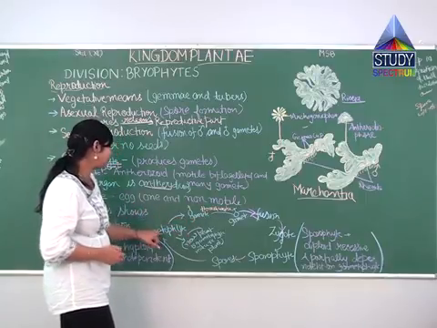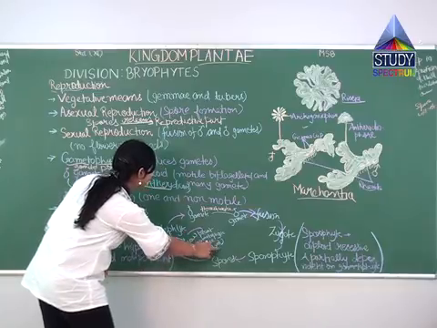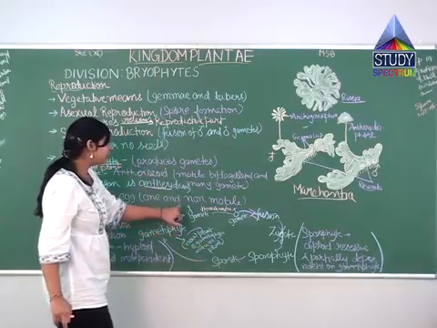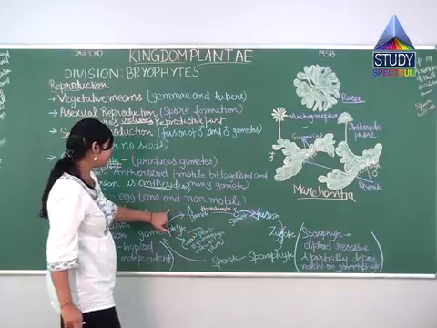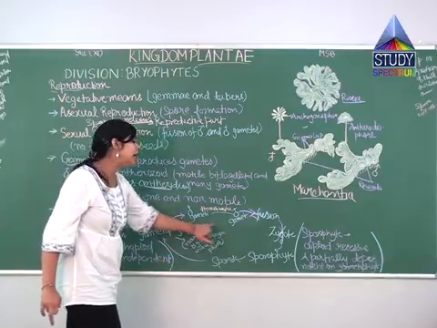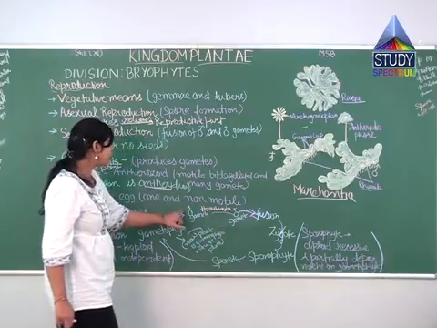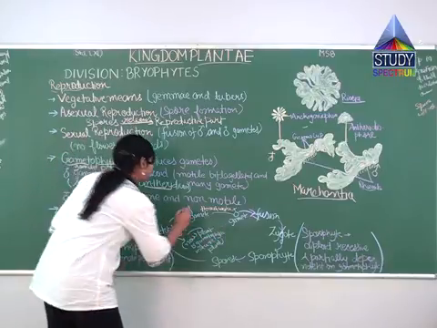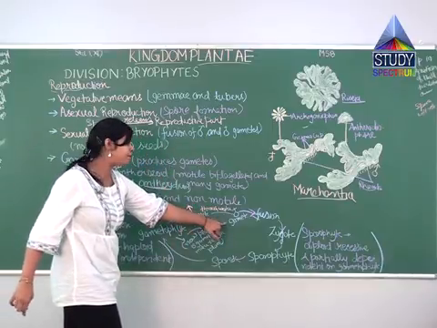So the gametophyte is a mature new plant. The male body will release the male gamete, and this male gamete has to reach the female gamete, as the female gamete is non-motile. So how will this male gamete reach the female body?